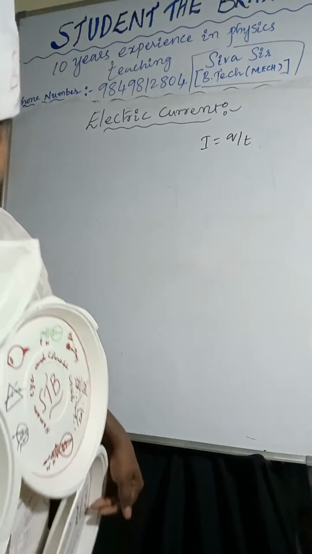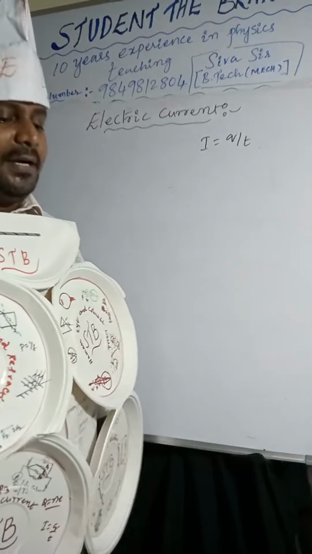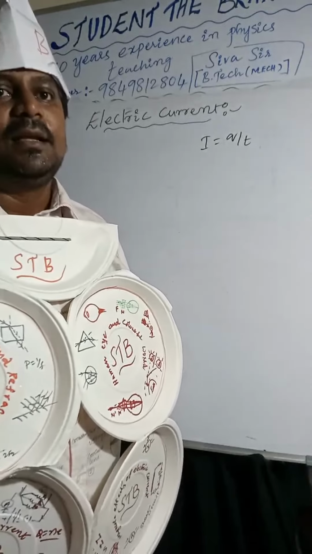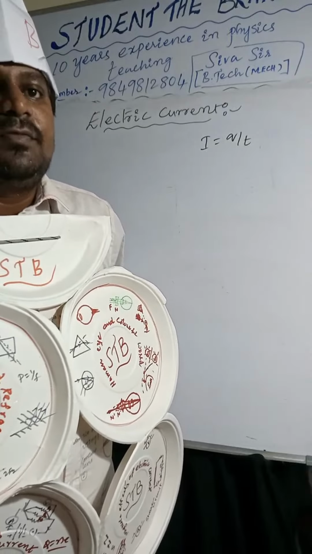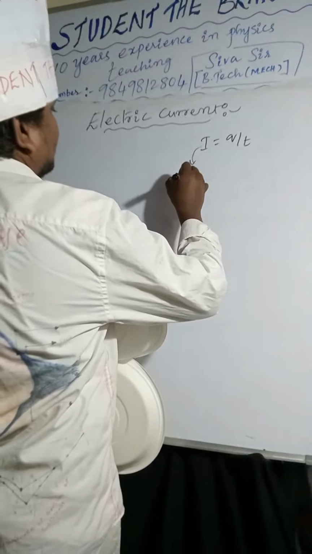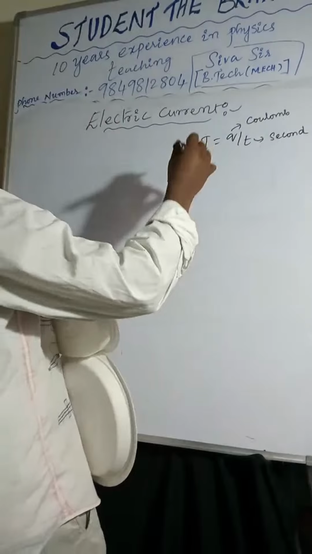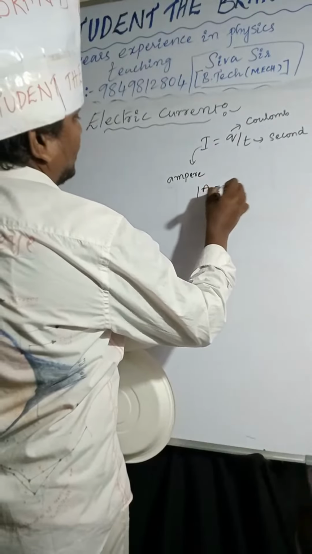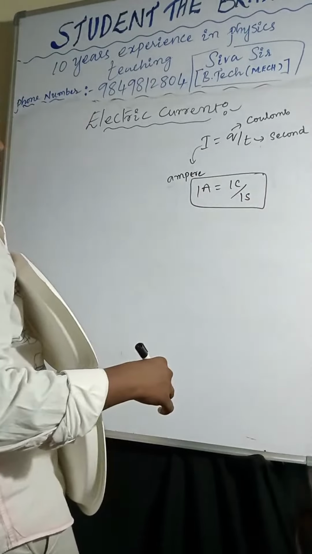So, welcome back. I equal to Q by T. What's the SI unit of current? Ampere. The SI unit of charge is coulomb. The SI unit of time is second. So I equal to Q by T. 1 ampere equals 1 coulomb per 1 second.